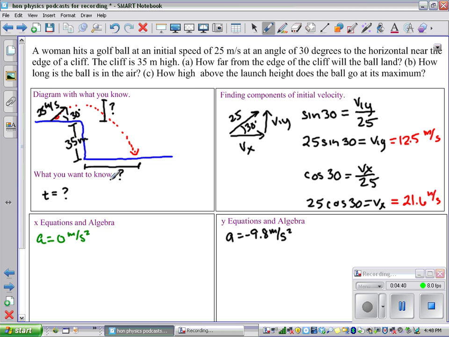Now we want to know this x distance, so let's see everything we know in the x direction and see if we have enough information. We probably need to solve for time first, but we'll write it out. So Vx, we know, is equal to 21.6 meters per second. We don't know the distance.